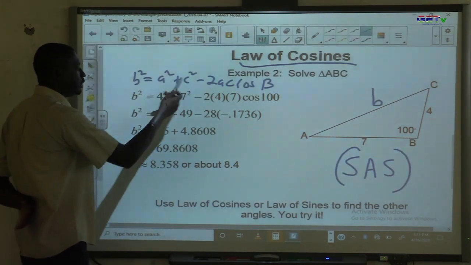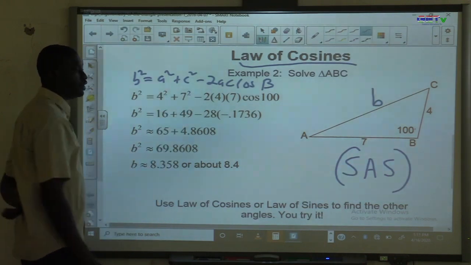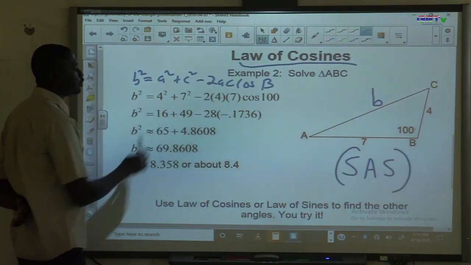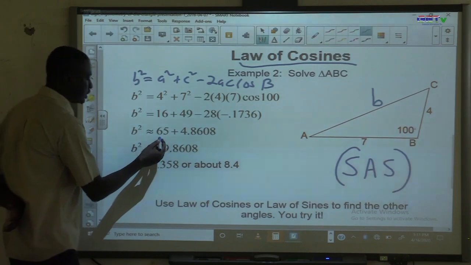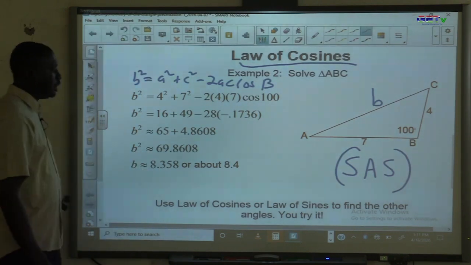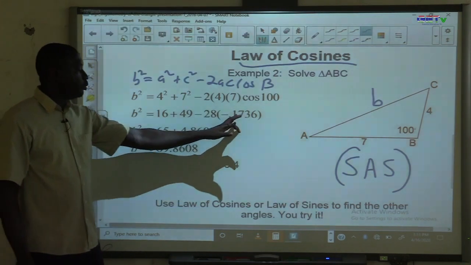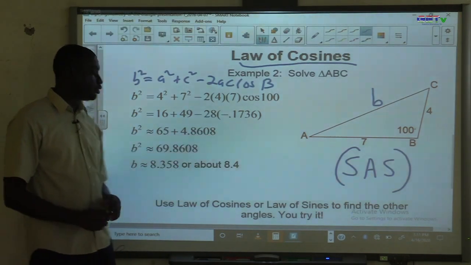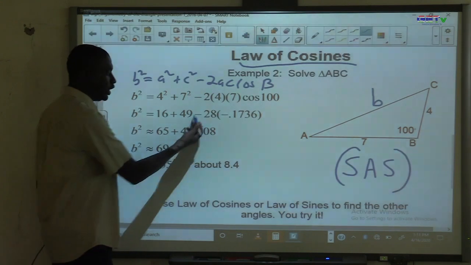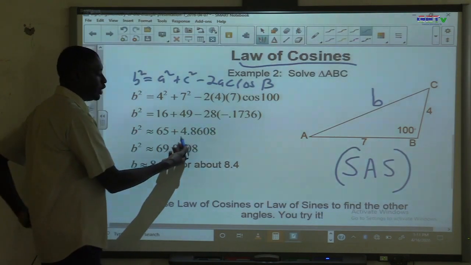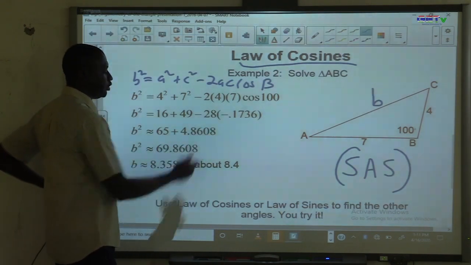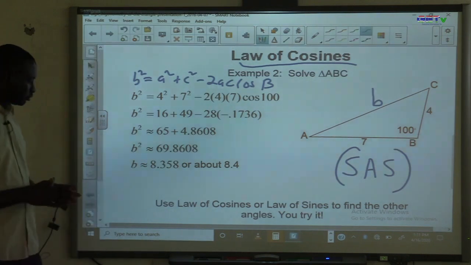That is the A value and the C value that we squared. That's 16 plus 49 will give us 65. Then minus 28 times negative 0.1736 will give us a positive value. Negative, negative will be positive. We get 4.8608 if you multiply them together.